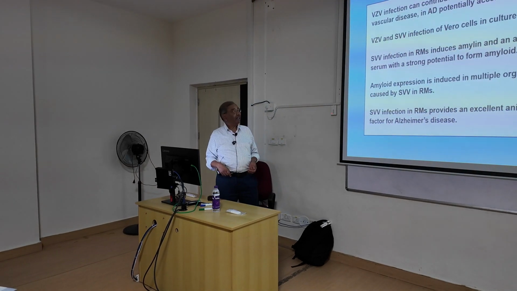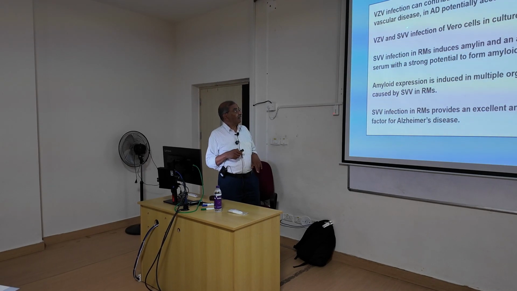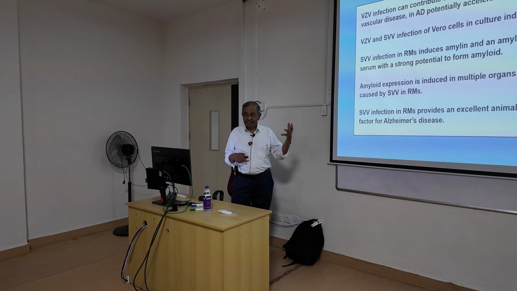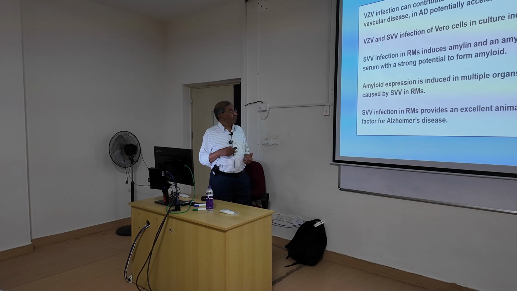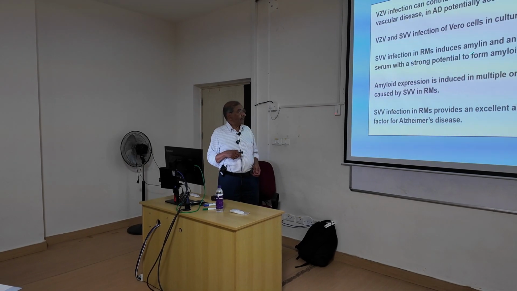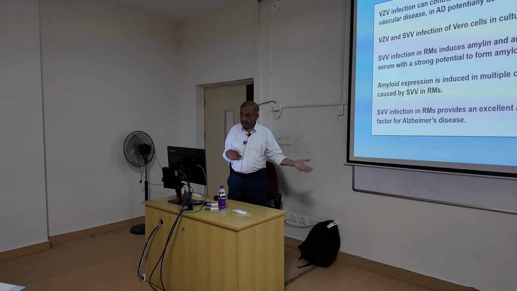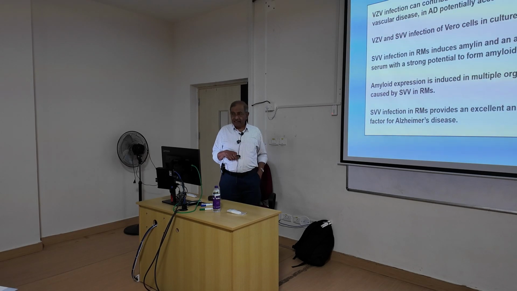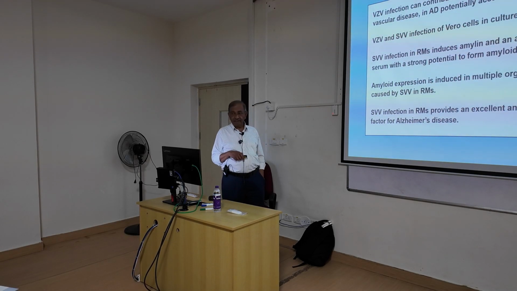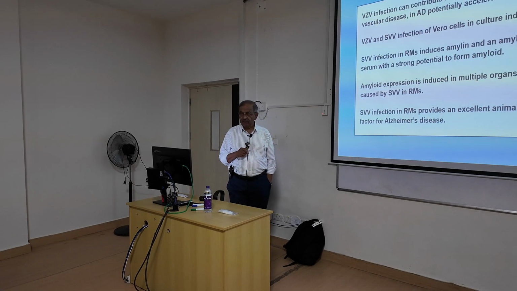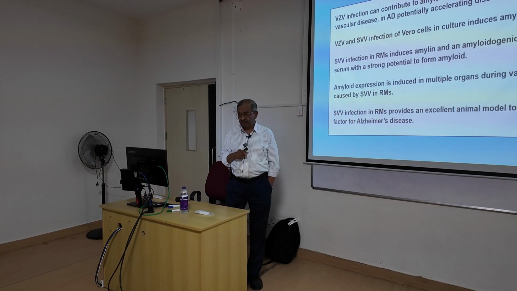So what have I told you today? The first part: VZV infection and amyloid burden, as well as vascular disease. AD is potentially accelerating the disease. VZV is accelerating the disease. Both VZV and SVV infection induce amyloid. Then virus infection induces amylin and an amyloidogenic environment. Then I told you that in multiple organs, during chickenpox and zoster, you can see amyloidogenesis. So this provides the best model to be able to study virus-induced Alzheimer's disease.